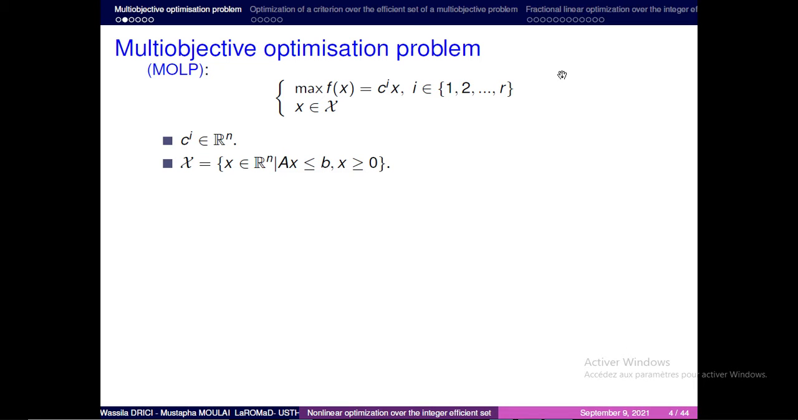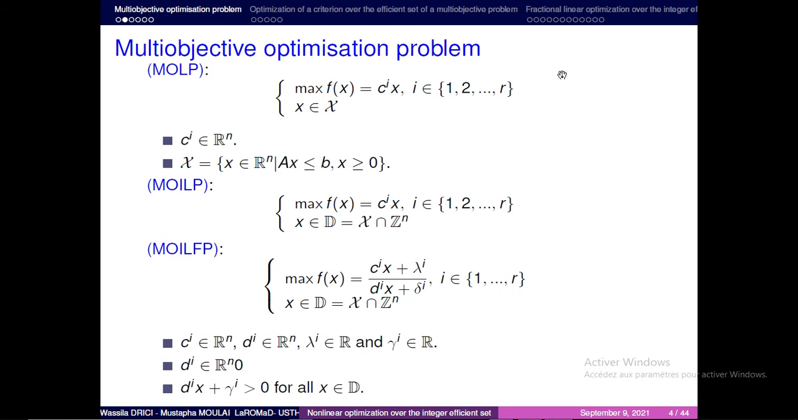Among the particular cases of the multi-objective problems most encountered in the literature, we see the linear multi-objective problem, called MOLP, where all the functions are linear. The multi-objective integer linear problem, called MOILP, in which the feasible solutions are integer, and the multi-objective integer linear fractional problem, called MOILFP, where all functions are linear fractional and the set of feasible solutions is discrete.